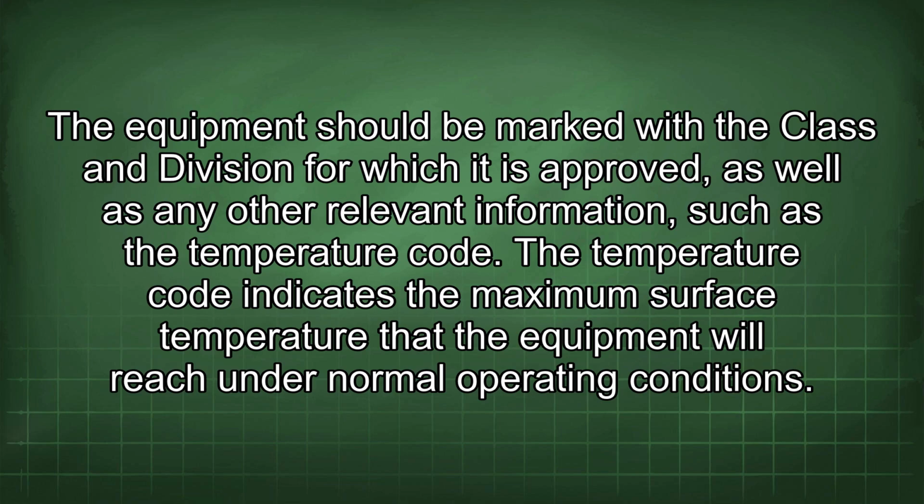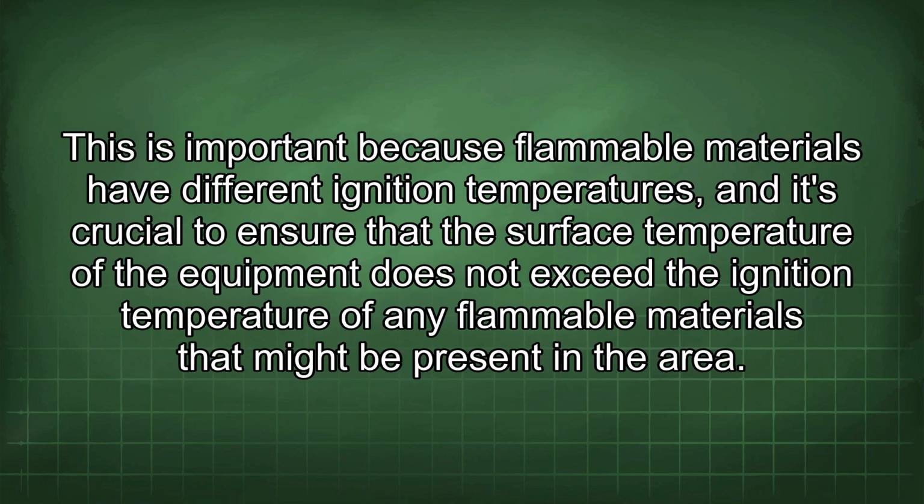The temperature code indicates the maximum surface temperature that the equipment will reach under normal operating conditions. This is important because flammable materials have different ignition temperatures, and it's crucial to ensure that the surface temperature of the equipment does not exceed the ignition temperature of any flammable materials that might be present in the area.